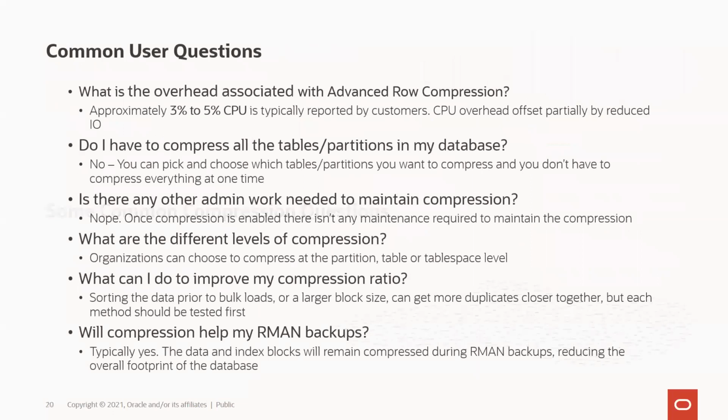Some common questions. What is the overhead associated with Advanced Row Compression? It's typically about 3 to 5% CPU, as reported by our customers. And the CPU overhead is often offset by the reduced IO. When you compress, you reduce the number of blocks, which means far fewer blocks to move around. More blocks come from the data buffers, and the blocks are more tightly packed. Tables may become memory resident, those types of things. But overall, the overhead is about 3 to 5% CPU.